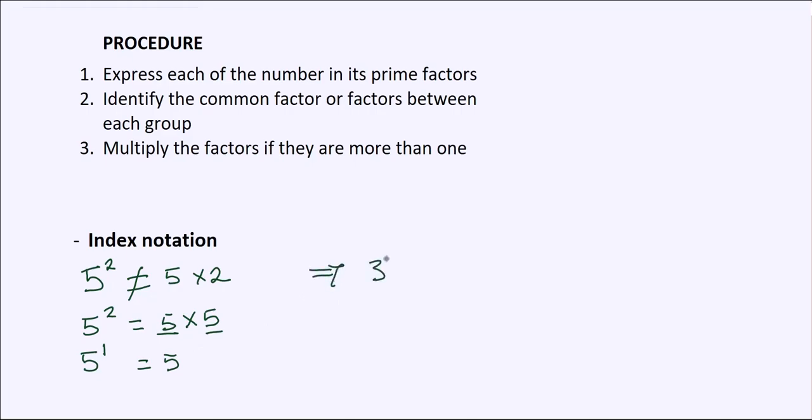Let's continue from this point. If we have 3 raised to power 4, we simply say 3 times 3 times 3 times 3, such that we'll have 1, 2, 3, 4. If we have 2 raised to power 3, it simply means 2 multiplied by 2 multiplied by 2, and we'll have 1, 2, 3: 2 in 3 forms. Having understood the basics of index notation, this is not a full lesson on index notation, but because we are going to be employing this during the course of this lesson, we had to talk about it briefly. So let's go ahead and solve questions on GCF and HCF.